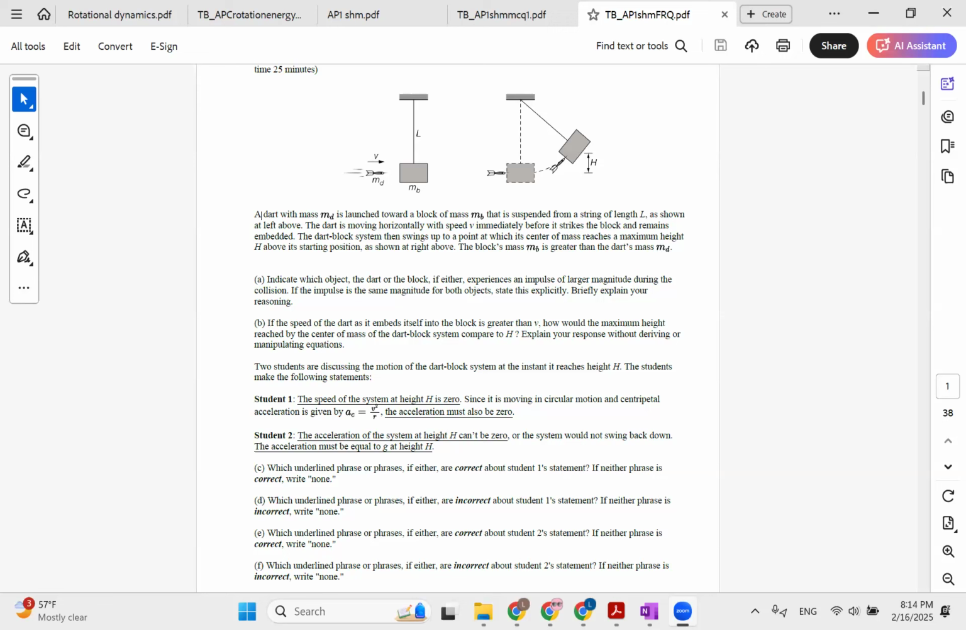Indicate which object, the dart or the block, if either, experiences an impulse of larger magnitude during the collision. If the impulse is the same magnitude for both objects, state this explicitly. Briefly explain your reasoning. So A, how do you answer the question?